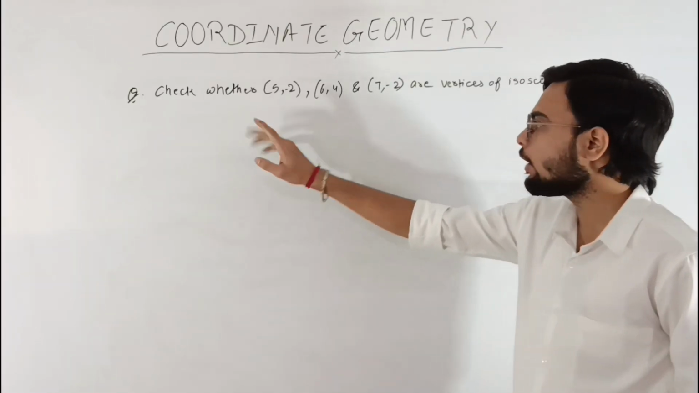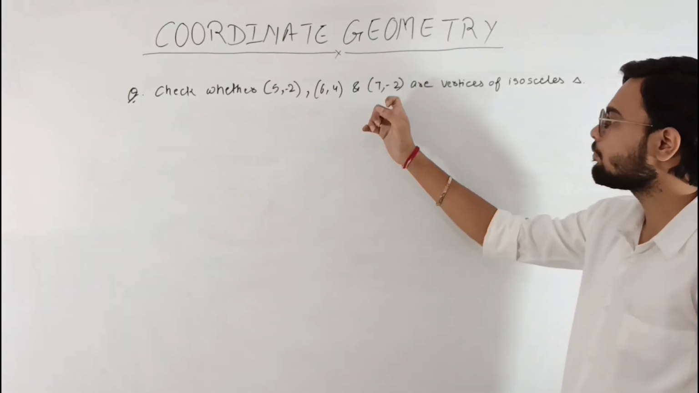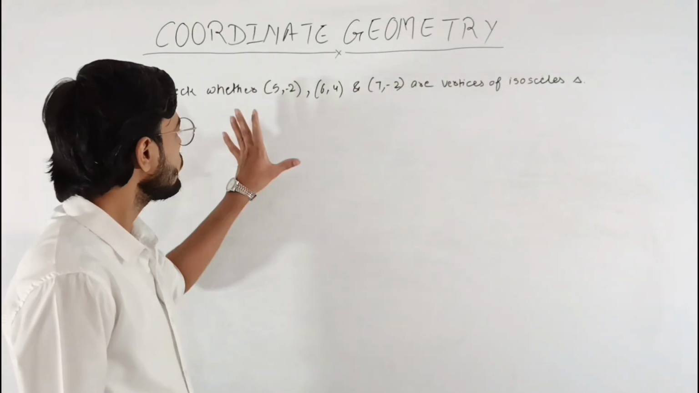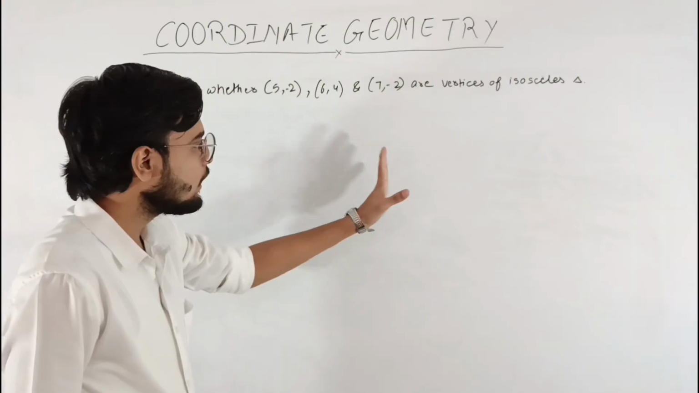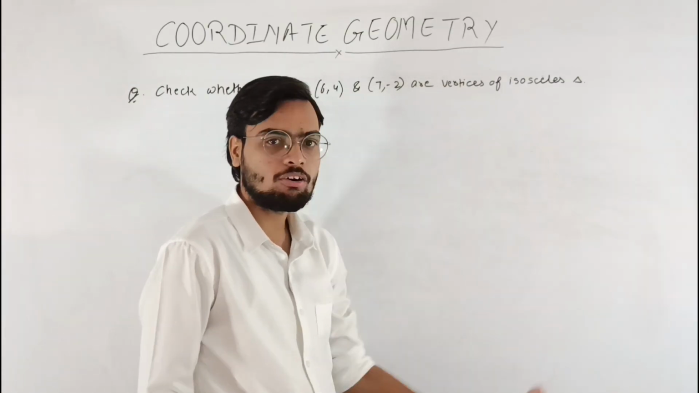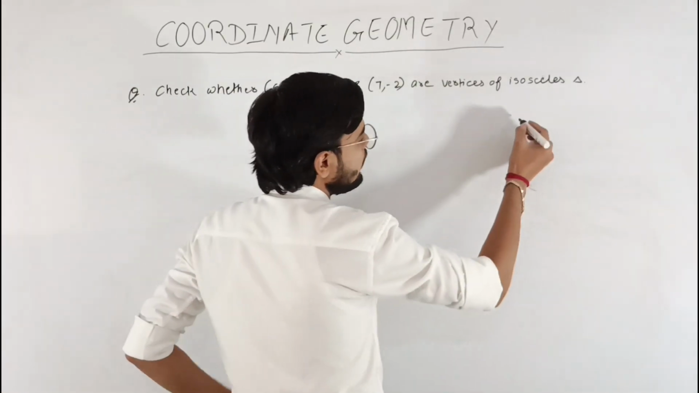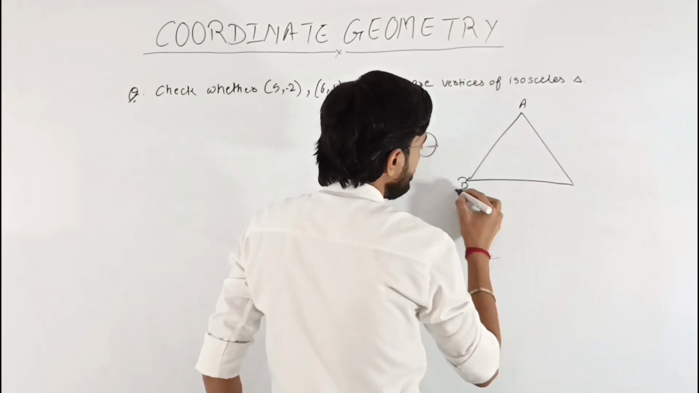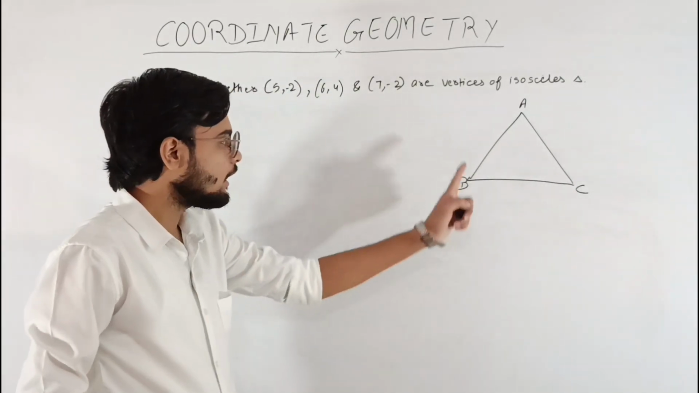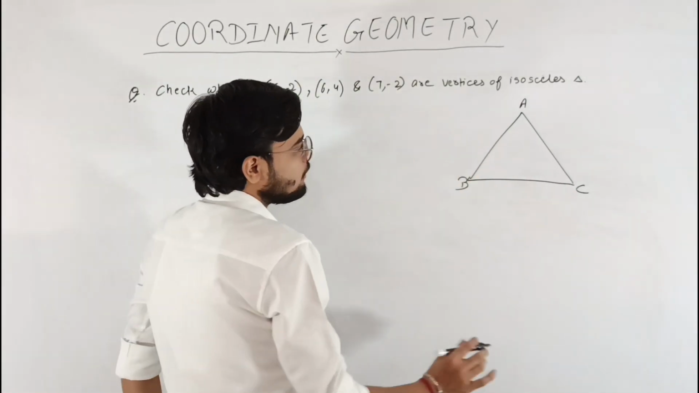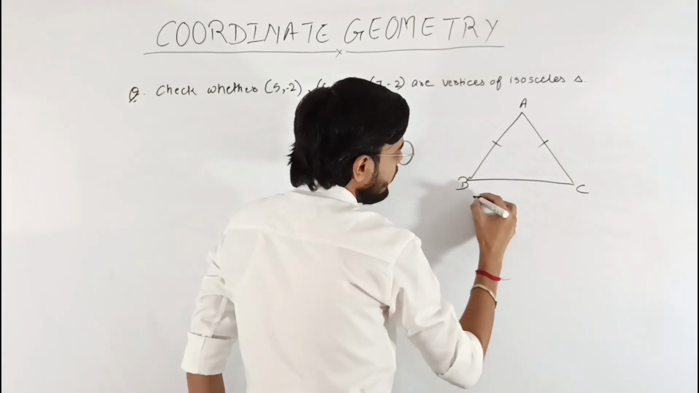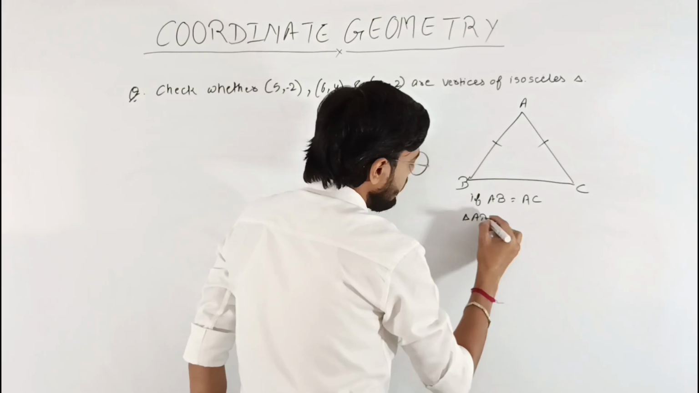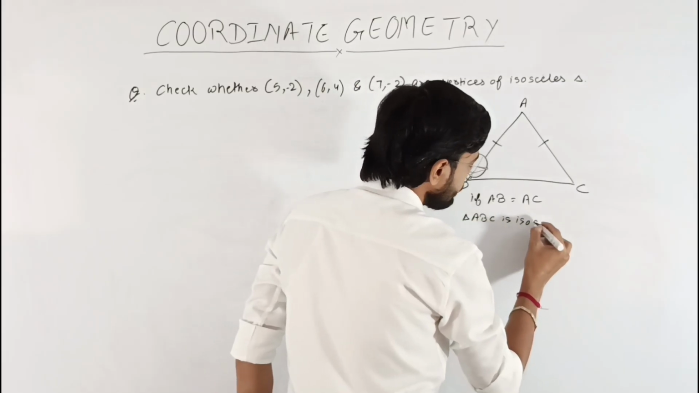The question is: check whether the points (5, -2), (6, 4) and (7, -2) are the vertices of an isosceles triangle or not. So we have to check whether these three points are vertices of an isosceles triangle. First we look at what an isosceles triangle is. Suppose this is my triangle A, B and C. When is this triangle ABC isosceles? The property of an isosceles triangle is that two sides are equal. So if AB is equal to AC, then we say triangle ABC is an isosceles triangle.